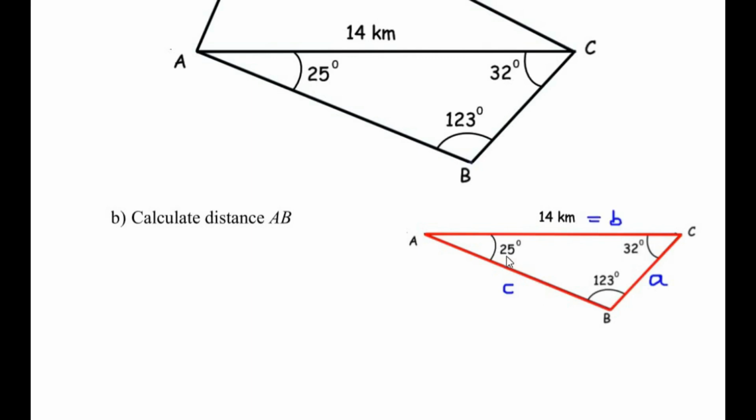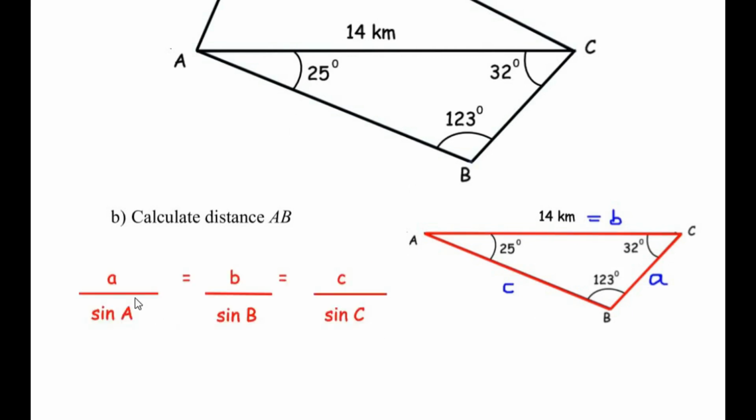Now if we look at this triangle, 3 angles are given and a missing side is asked. So in this case we are going to use the sine rule. Let me write the sine rule for this triangle. It is represented as side a over sine of angle A is equal to side b over sine of angle B is equal to side c over sine of angle C. Now in this triangle we have to find the distance AB, which is nothing but side c.